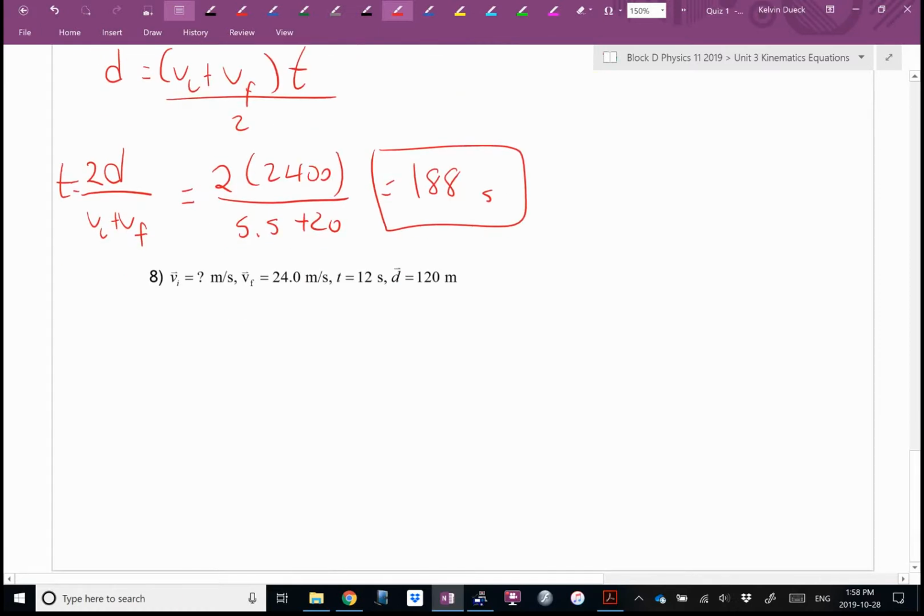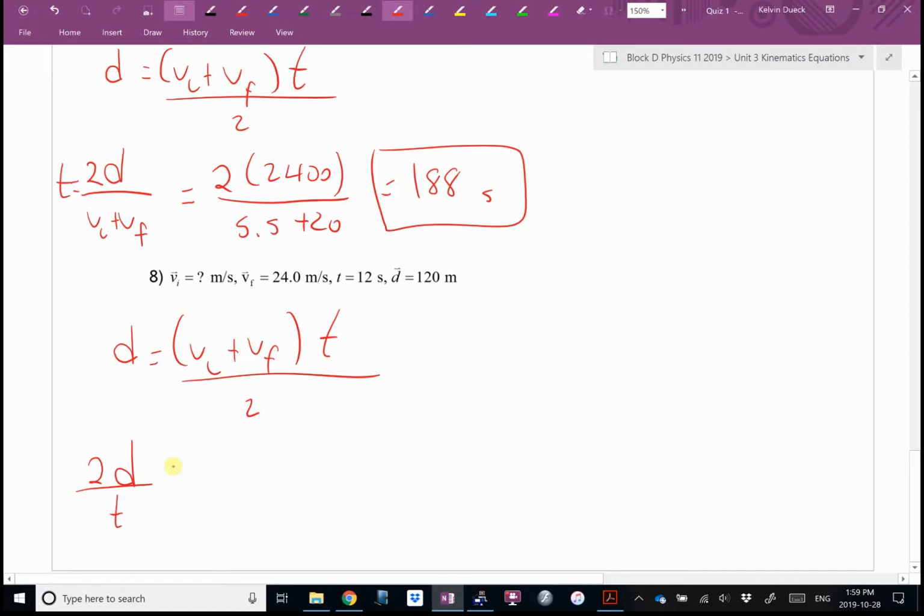Number 8, same equation. What am I trying to get by itself? Where is it inside the brackets? I'll save the brackets for last. Once again, the D drops down, times the 2, divide the T. And that would give me VI plus VF. How would I get the VI by itself? I'll move the VF over.